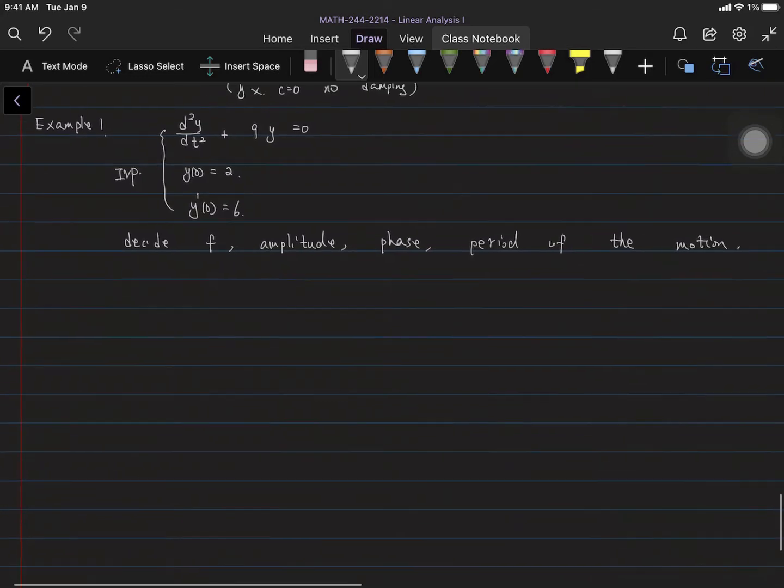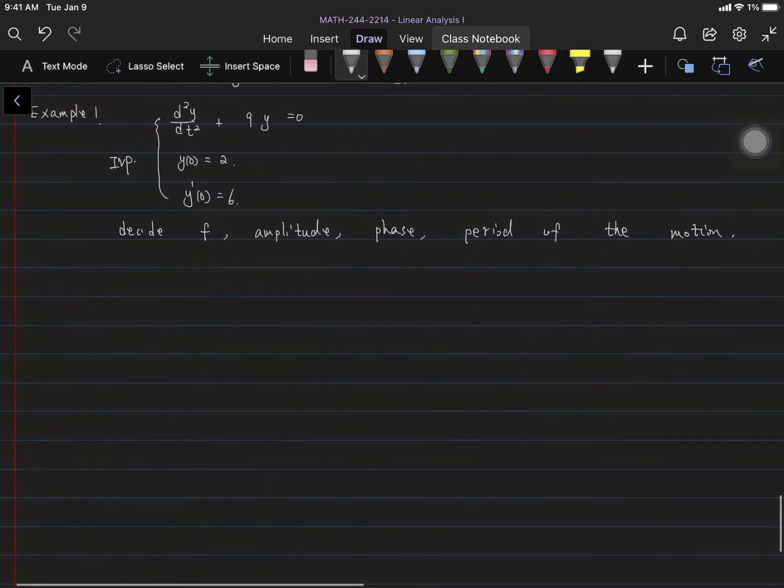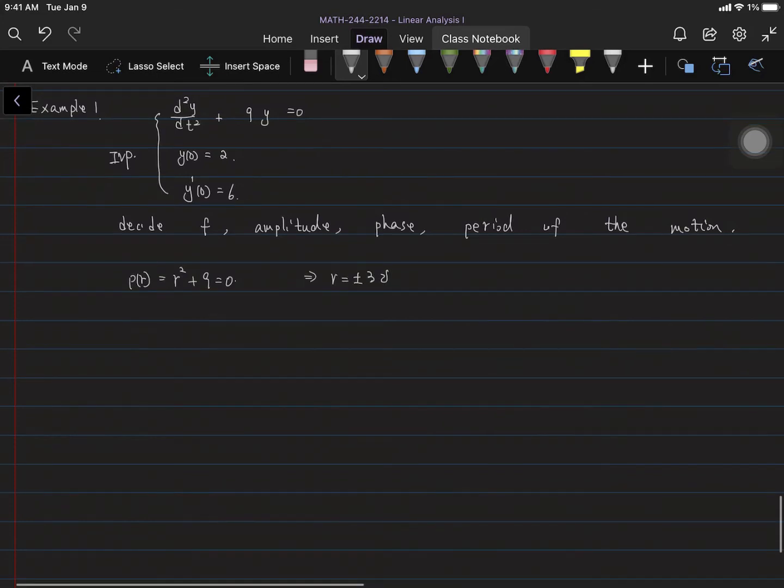Okay, let's see how to solve it. First step, just solve the differential equation regularly. R squared plus 9 equals 0. This is the PR, and we get r equals plus or minus 3i. Right, so we know how to write down the solution. The solution should be C1 cosine 3t plus C2 sine 3t.